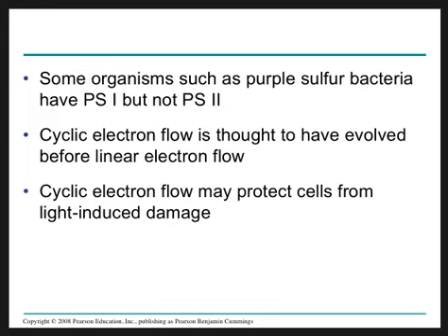Some organisms, like the purple sulfur bacteria, have a PS1, but they don't have a PS2. So their only option is to do cyclic flow. They don't even have the opportunity to do linear flow. So we think that cyclic electron flow evolved before linear flow. We don't actually know, but that's what we believe just based on the organisms that have it.